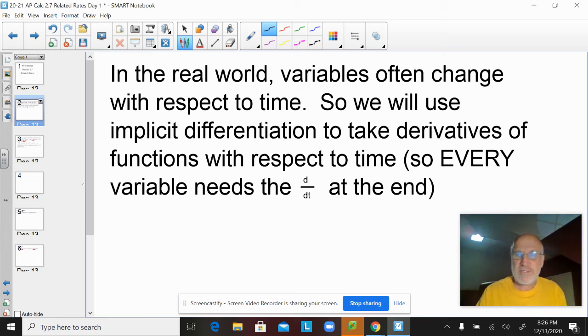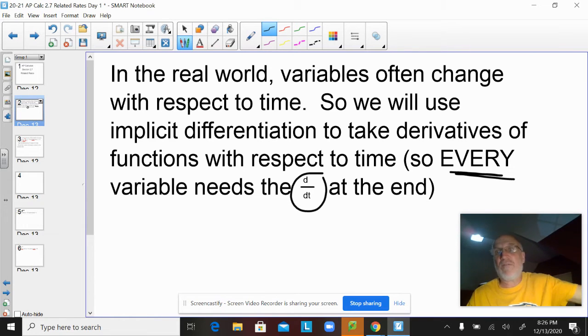And since the variable t will not be in our equations, every variable needs the d whatever dt at the end. Whereas before, when we used implicit differentiation, if we were taking the derivative of a term with just x's, it was just plain old derivatives, and the ones with y's needed that extra dy dx. Now every variable needs a d whatever dt because we're taking these with respect to time. So here's how these are going to look.